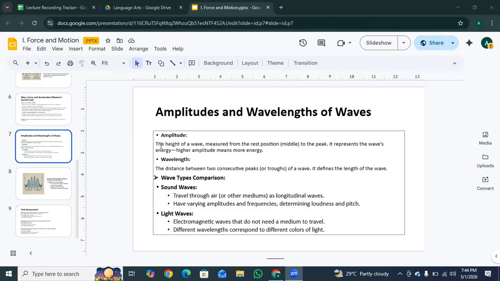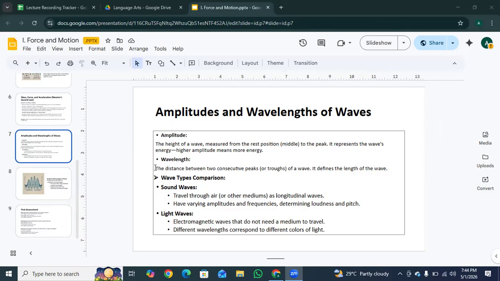So amplitude basically means the height. This is the height of the wave from the middle to the top. It shows how much energy the wave has. A bigger amplitude means a louder sound or brighter light.